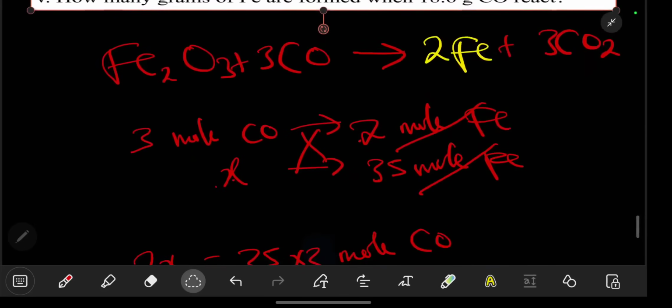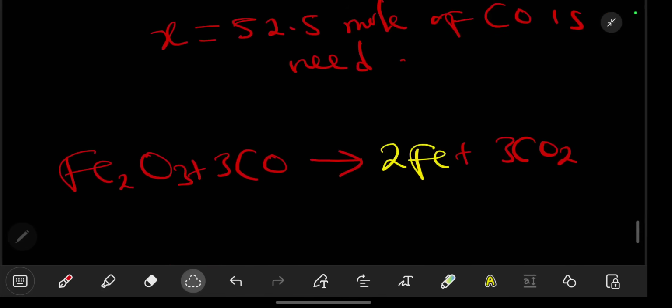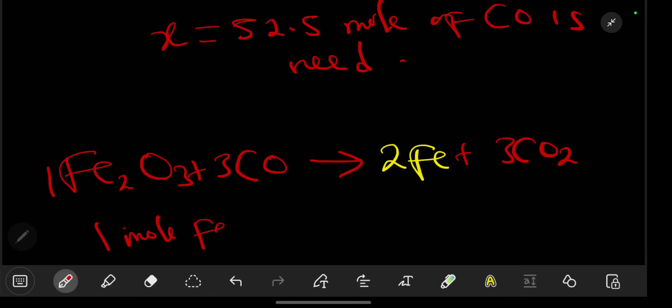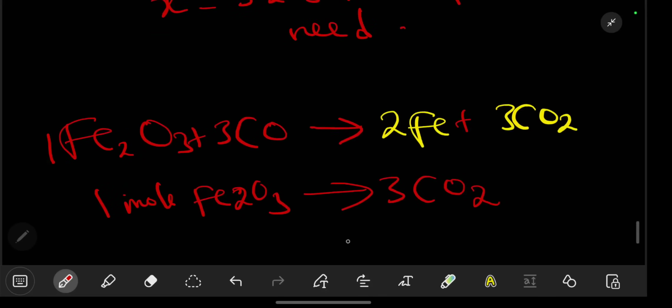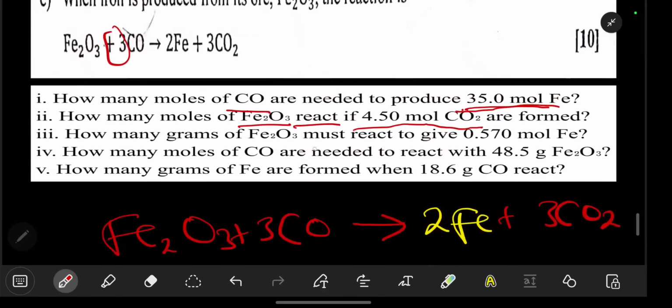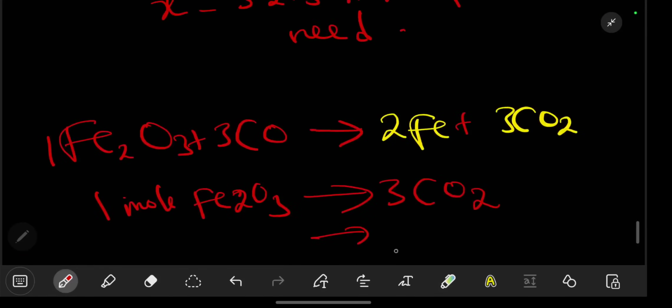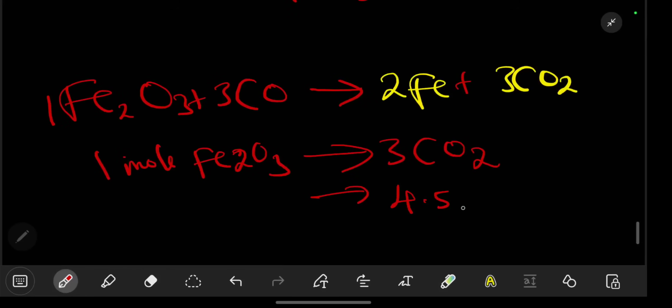So using the equation, we are going to say, according to the equation which is balanced, 1 mole of our iron 3 oxide is able to produce, since they want carbon dioxide, that's the one you compare it with, 3 moles of carbon dioxide. Then what if, according to what you have been given, 4.5 are formed? So you are going to put the 4.5 where carbon dioxide is, so 4.5 moles of CO2.